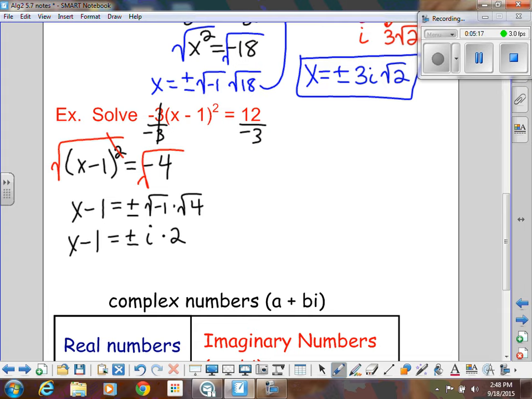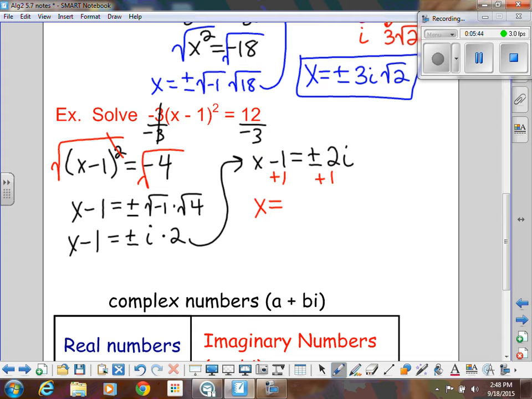So again, I don't like to write it that way. We're going to write it like x minus 1 equals plus or minus 2i. And remember, we're still not done. We have to still get rid of the minus 1 on the left-hand side. So I have to add 1 on both sides. And because 2i is not a like term with 1, I can't combine them. So don't make that 3i or anything like that.